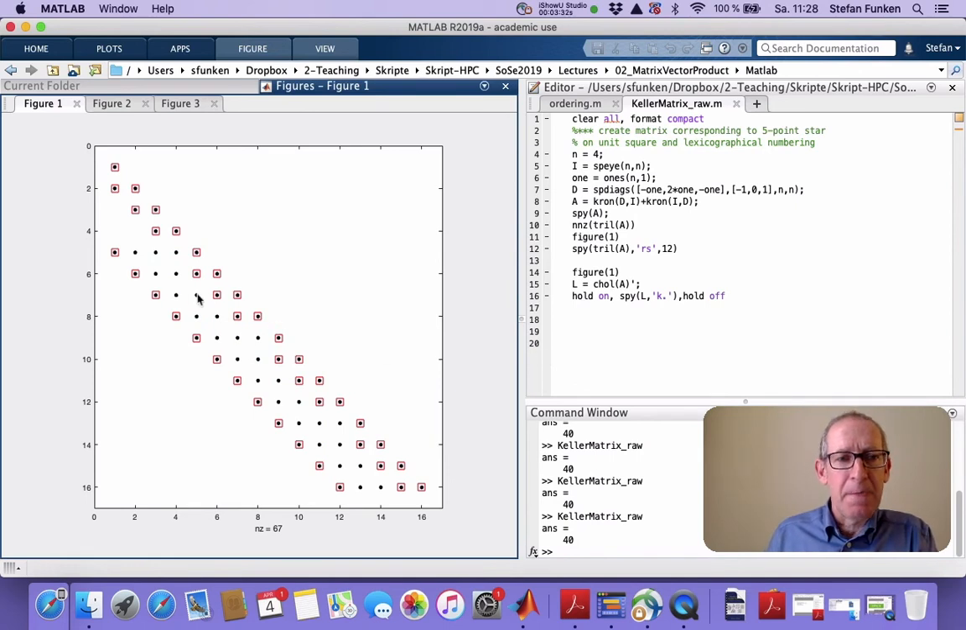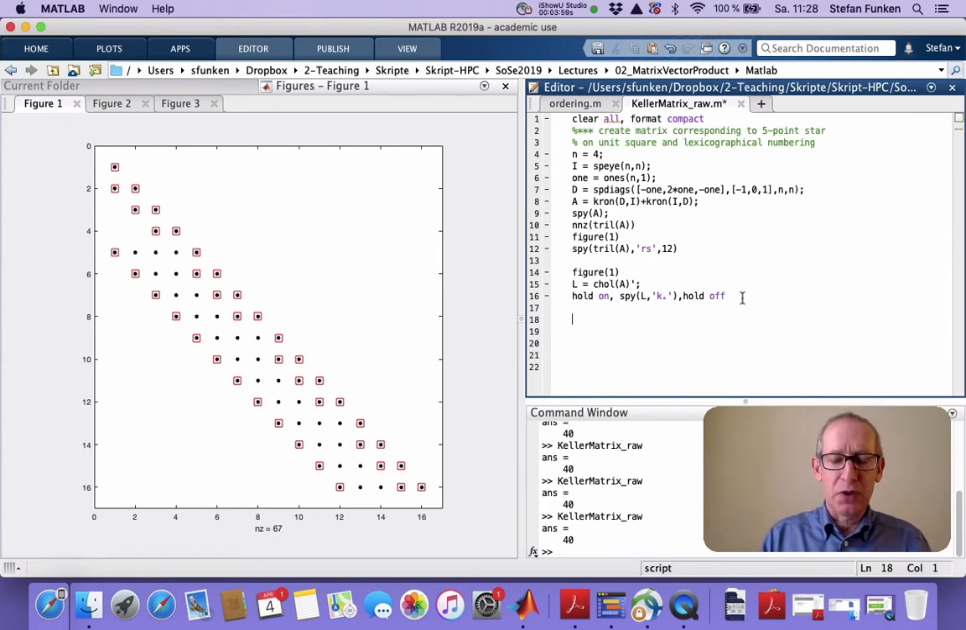So the red ones are the entries of the lower part of the original matrix, and the black dots are fill-ins due to the fact that we computed the Cholesky decomposition, and the black dots, as we see, are all right from the red dots. They're always between the diagonal and this part.